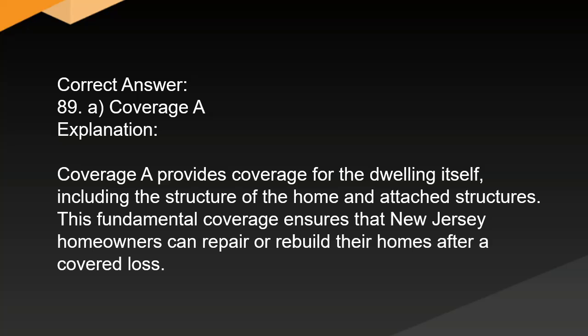Correct answer. A. Coverage A. Explanation. Coverage A provides coverage for the dwelling itself, including the structure of the home and attached structures. This fundamental coverage ensures that New Jersey homeowners can repair or rebuild their homes after a covered loss.